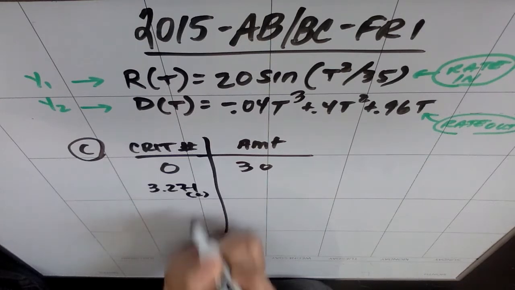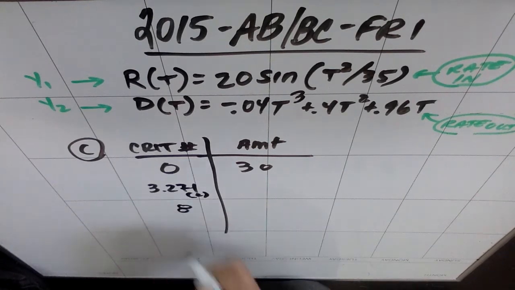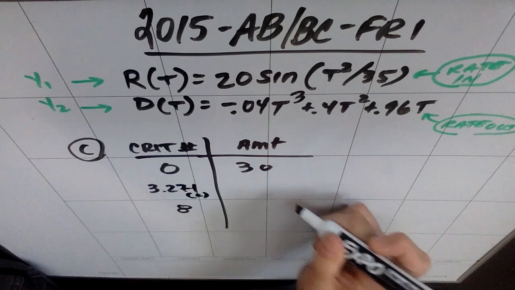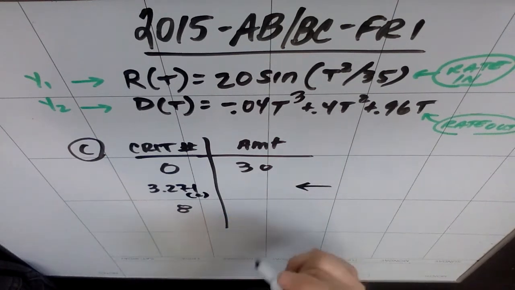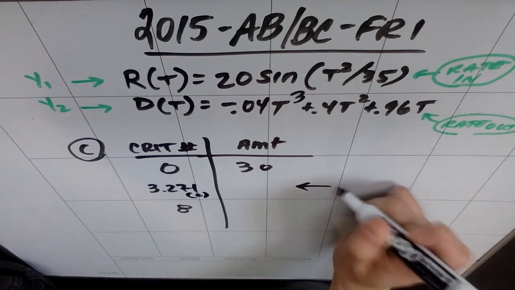3.271 or 2, depending on if you're at a truncate, and 8. Those were the 3 possibilities, right? Now to find these values. To find this one, the 3.271, I want the amount in the tank.